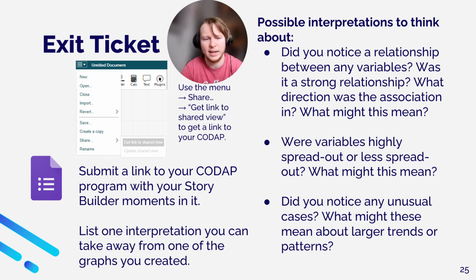Our exit ticket today. We want students to submit a link to their CODAP program, and we want them to list one interpretation that they can take away from one of the graphs they created. We've given them a couple ideas here. We're trying to build them towards the final project. So we're thinking about relationships, variability, and potentially unusual cases.